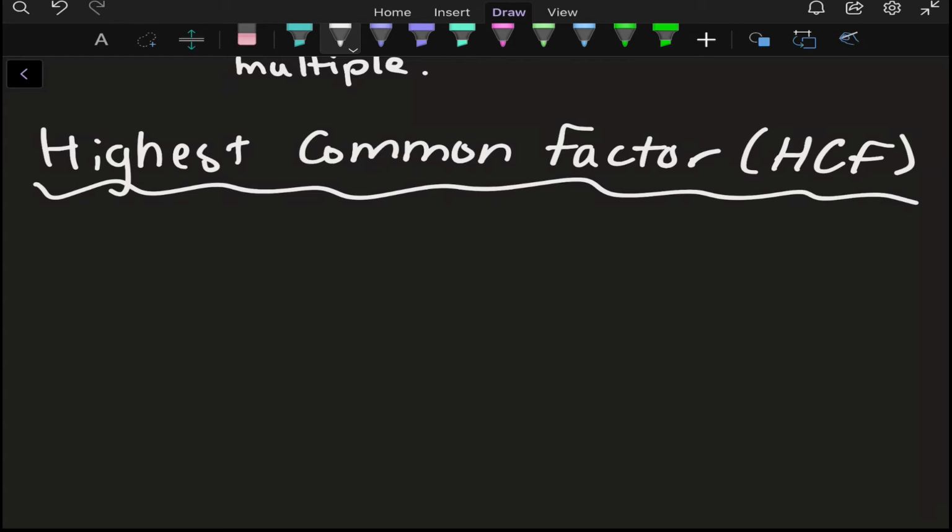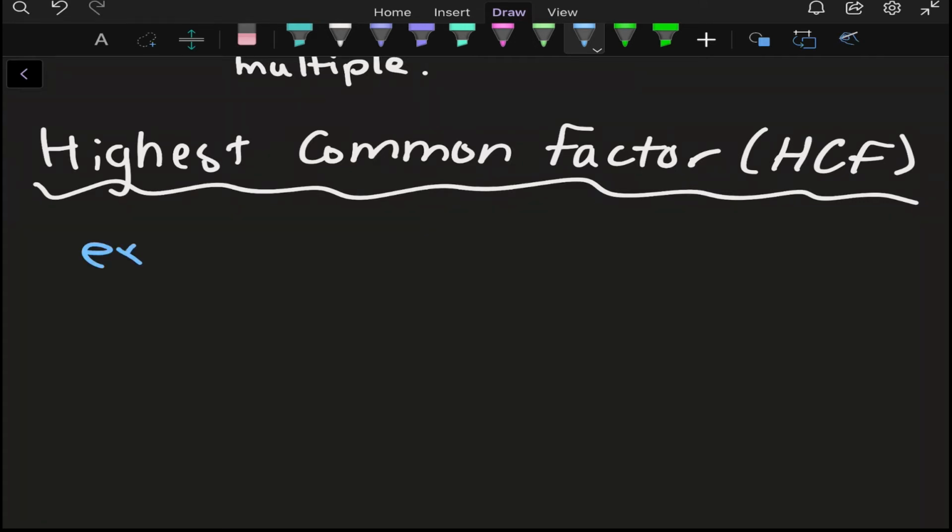And this is when we have the highest common factor. The highest common factor of 2 or more numbers is the highest number that will divide into the 2 numbers. So the easiest way, just like above where we started by listing all the multiples, is that now we're going to list all the factors and find the highest one.